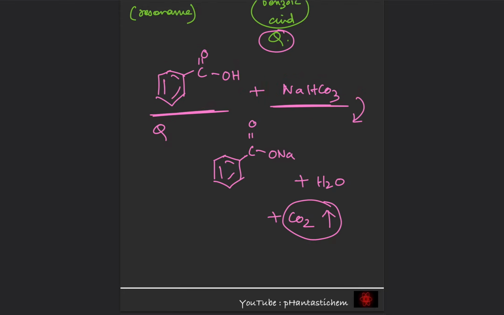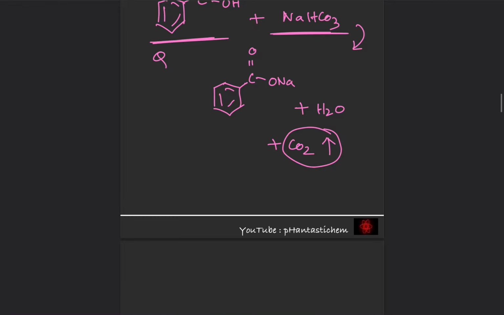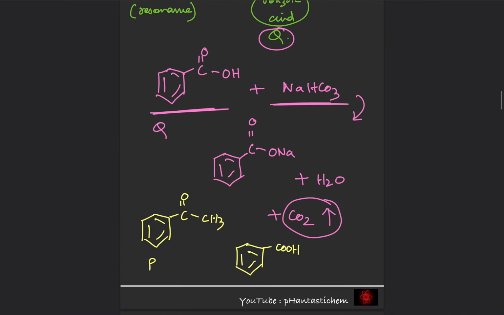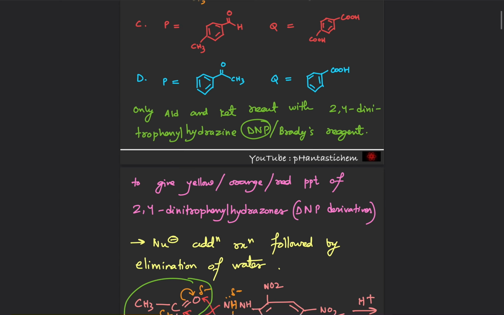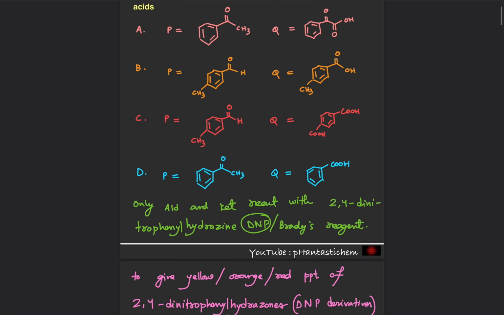So therefore our P is acetophenone. This is P, and our Q is benzoic acid. So therefore option D is the correct answer. In option D we have P as acetophenone and Q as benzoic acid. So therefore D is the correct answer. Thank you.